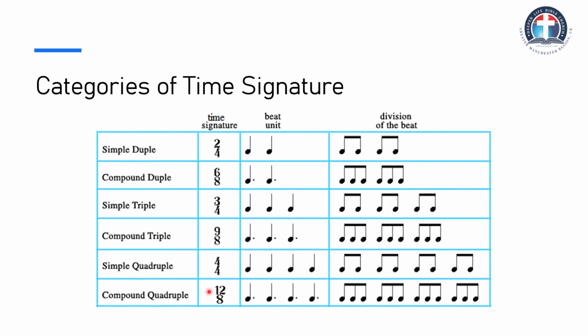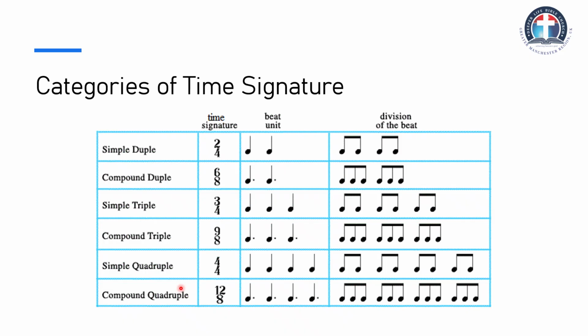So all compound time signatures that have 12 on top of them are compound quadruple. By now, we're just revising the categories of time signature. You have the duple, the triple, the quadruple, and they could be simple or compound, each of those categories.